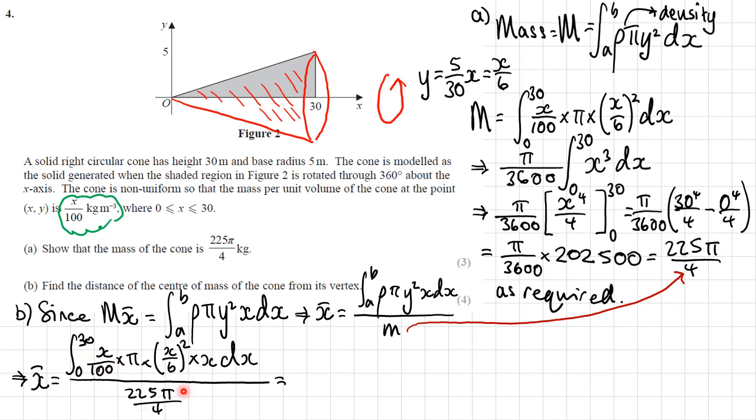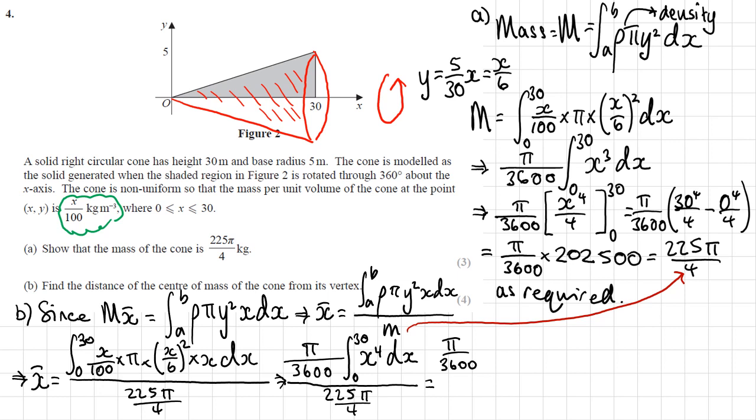Right, let's start to tidy up what we have at the top here. I think there are going to be some constants I can bring across. I've got 100, I've got pi, I've got the dividing by 36 and dividing by 100. So I'm going to have pi over 3,600 as my constant, brought across, still 0 and 30. That will leave me with x times x squared times x, so that will be x to the power 4 dx, all over this 225 pi over 4. The top is nice and easy to integrate: pi over 3,600, and then x to the power 4 becomes x to the power 5 over 5 with these limits of 0 and 30, all over 225 pi over 4.